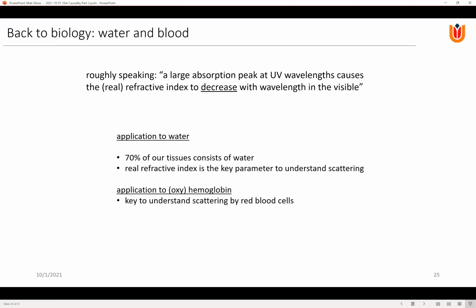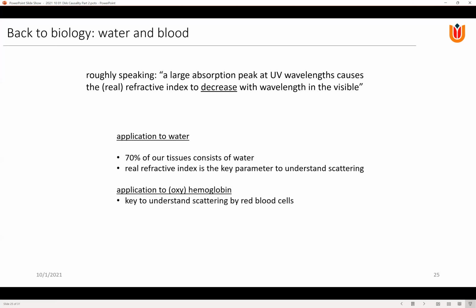The real part of the refractive index is key to understand or to calculate light scattering. The absorption spectrum of water is pretty well known. It is something that you can do experimentally quite easily. You can also look it up. And from this formalism, from this relation, you can calculate the real part of the refractive index, and it is one of the most important values to know if you want to calculate light scattering from tissue.